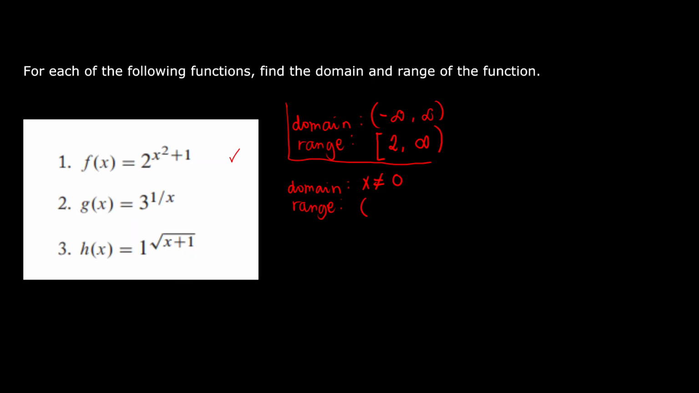Okay, so ibig sabihin, ang pinakamababang value na pwede niyang makuha is greater than 0. Okay, so greater than 0, so 0 to positive infinity. Hindi kasama yung 0. Okay, hindi kasama yung 0 kasi greater than 0 yung lalabas. Okay, next.